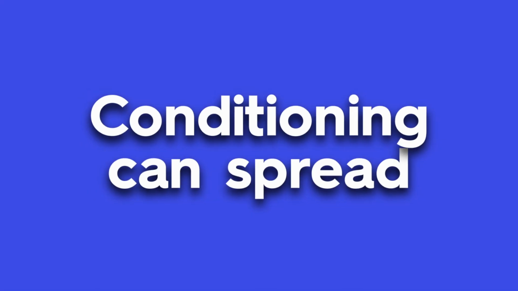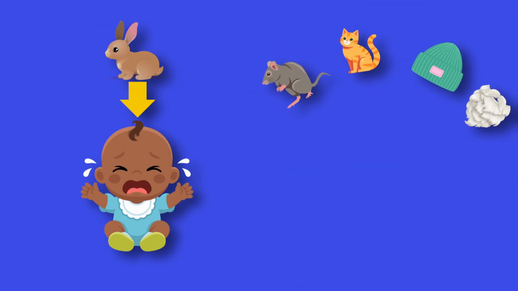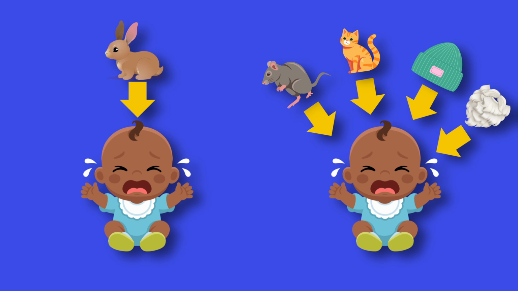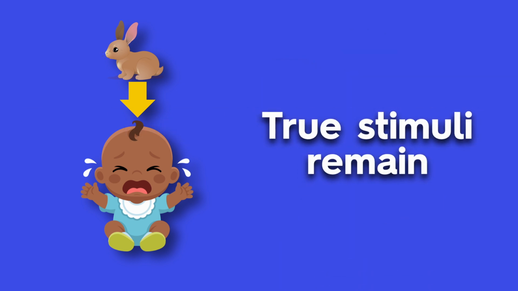Conditioning can also spread. This is called generalization, where similar cues trigger the conditioned response. But with discrimination training, the response narrows so that only one specific cue, the true conditioned stimulus, brings the reaction.